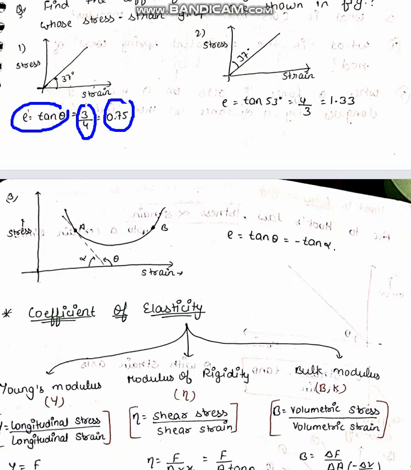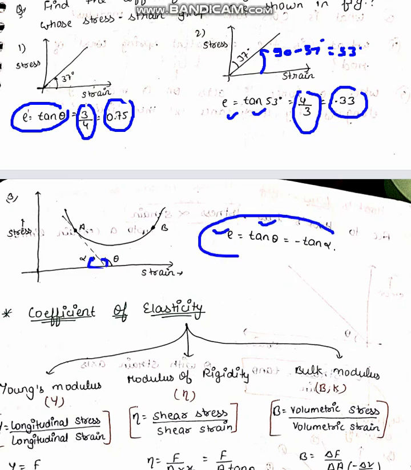In the next question, the angle is taken from the stress axis. If we take the angle from here, that will be 90 minus 37, which is 53. So elasticity will be tan 53, which is 4 by 3, which is 1.33. Next, we have a graph between stress and strain, and suppose the graph makes angles alpha and theta. So elasticity is tan theta, and it also equals minus tan alpha, as theta plus alpha is 180 degrees. Using that, we can say that tan theta is equal to minus tan alpha.